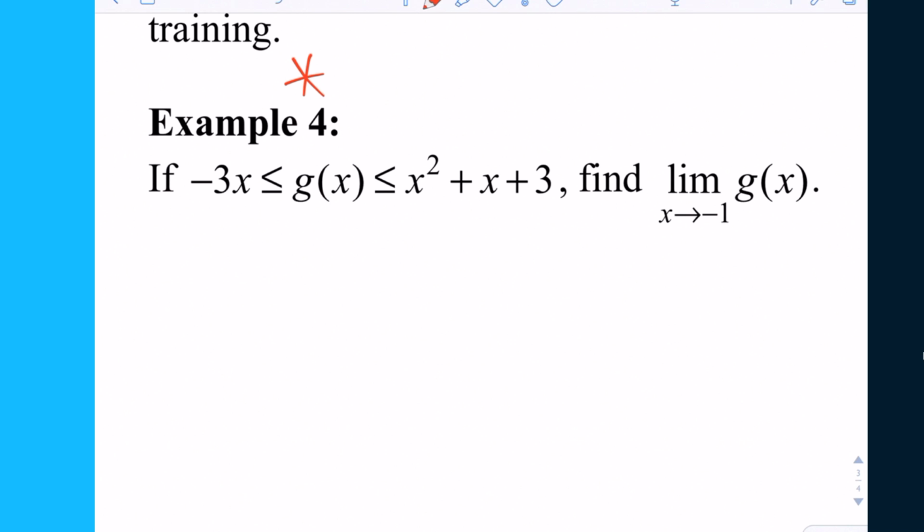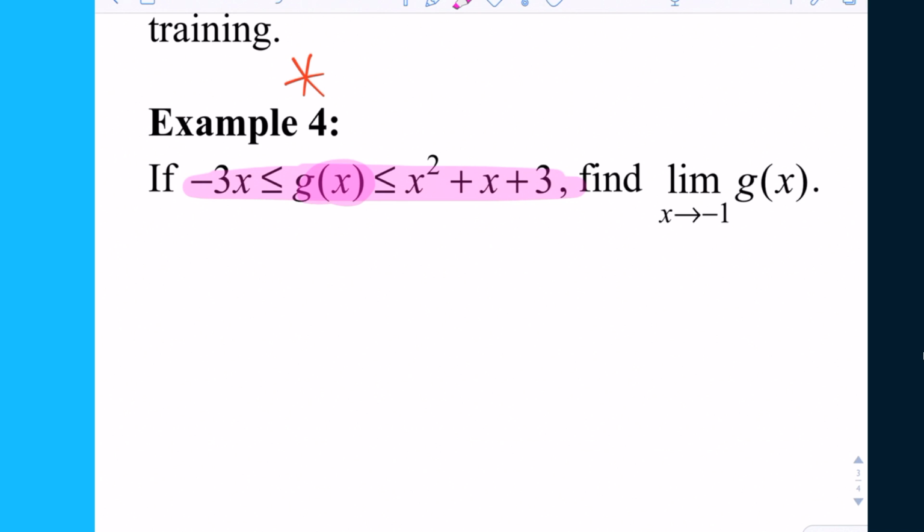So, reading example 4, if negative 3x is less than or equal to g of x is less than or equal to x squared plus x plus 3, find the limit as x goes to negative 1 of g of x. How many of y'all read that right away and you go like, squeeze theorem? You do? What's the giveaway? You have a compound inequality, and you have an unknown function g of x that is between two known functions, and you're trying to find the limit as x goes to -1 of the unknown function. We know nothing about g of x other than it's contained between these two functions there.